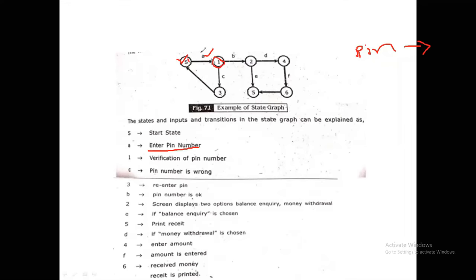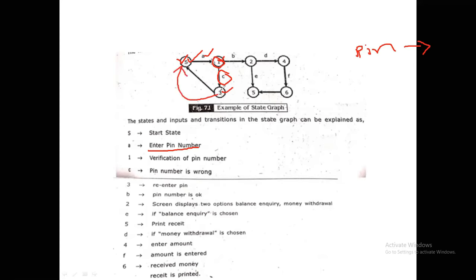This is the initial state, that is the start state. When you enter the pin number, the initial state is changed to 1. And what is 1? 1 means verification. Now, if the verification fails and the pin number is wrong, that is C. This is the input now. You give the input and it is checked, and if the pin number is wrong, that is indicated with C. Now the state is moved to 3. What is 3? 3 means re-enter pin.